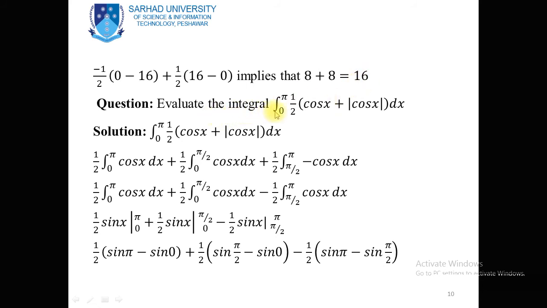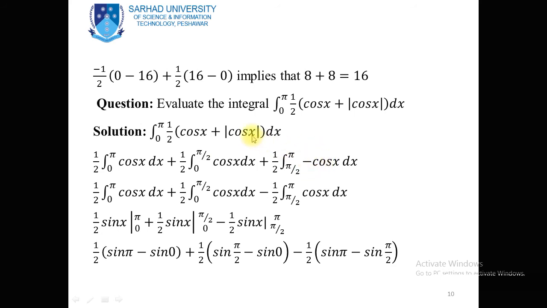Now to evaluate the integral from 0 to pi of 1 over 2 into cos x plus absolute cos x with respect to x. Now the integration of 1 over 2 cos x with respect to x we can write as it is, and in the second term we obtain absolute cos x. So absolute cos x is again equal to plus minus cos x. So this is the integration for plus cos x, and this is the integration for minus cos x.